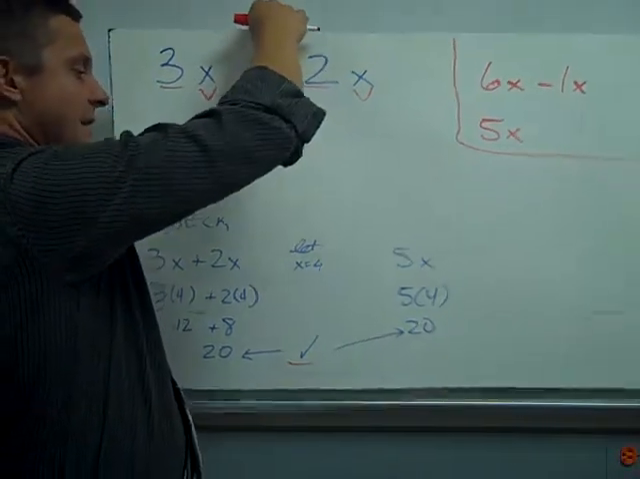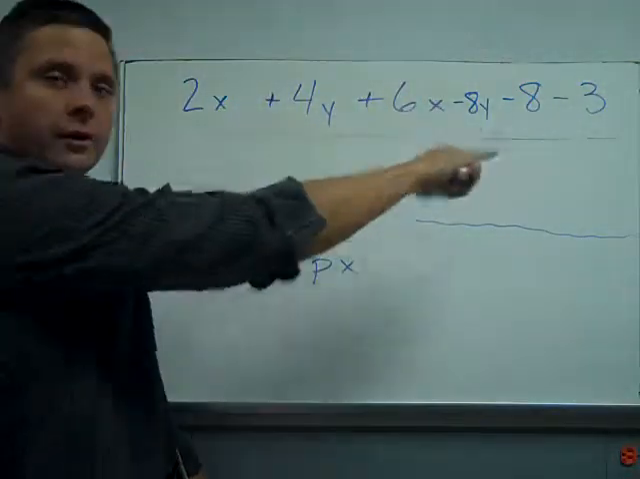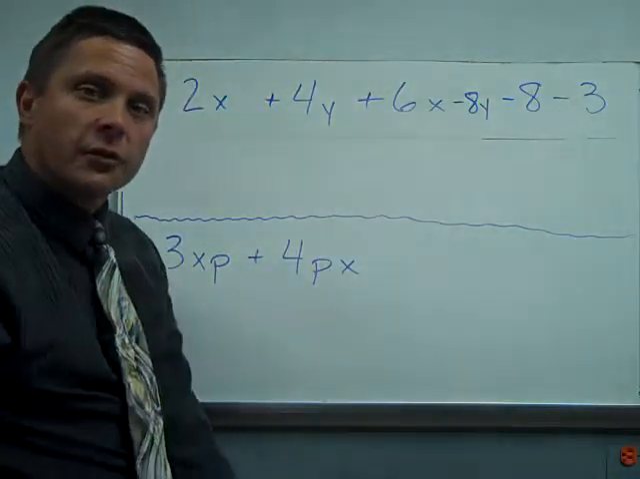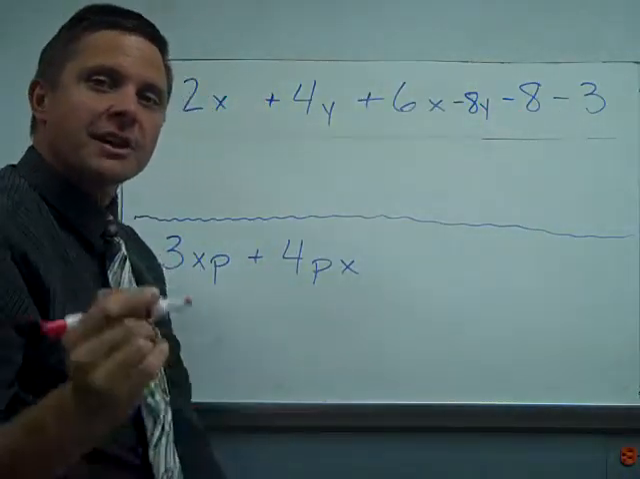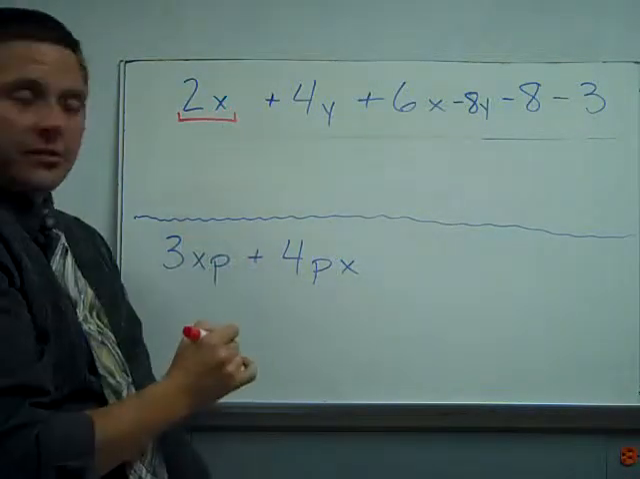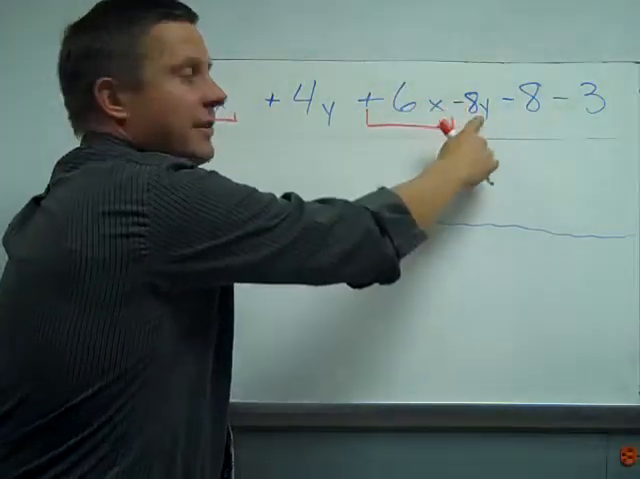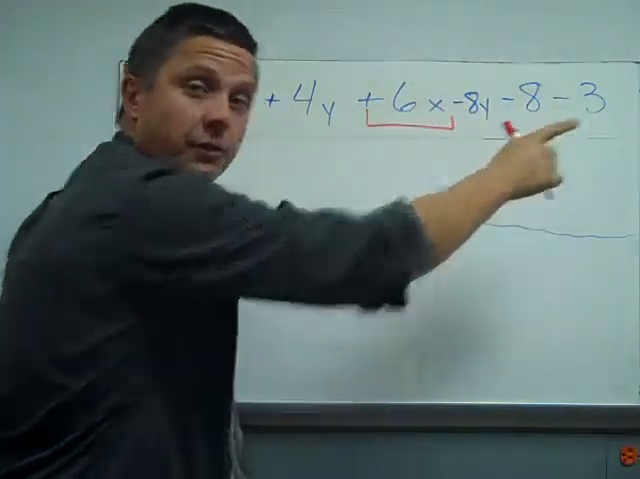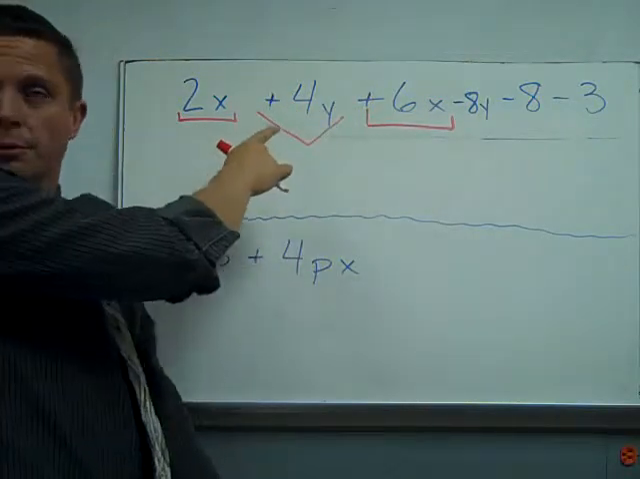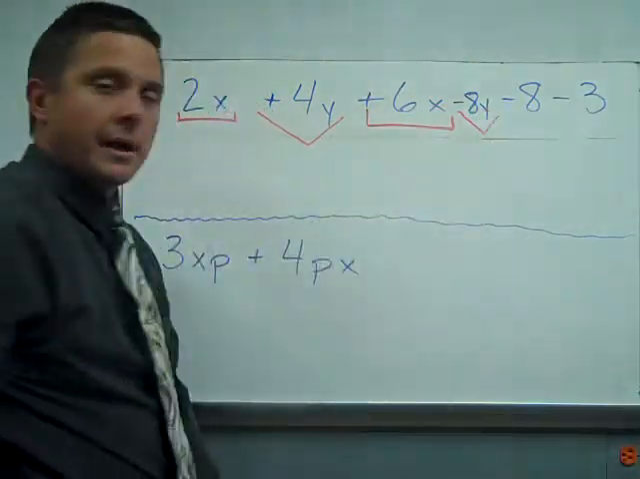We can always add by deciding what the terms are. So here's another very long expression. 1, 2, 3, 4, 5, 6 terms. First thing I do when I have a problem like this is identify which ones are the same. And I'm going to start with, do I have any other x's? Plus 4y, no. Plus 6x, yes. Negative 8y, no. Negative 8, negative 3, no. Well, then I have plus 4y. So I mark the plus 4y. And I have negative 8y. I mark the negative 8y.